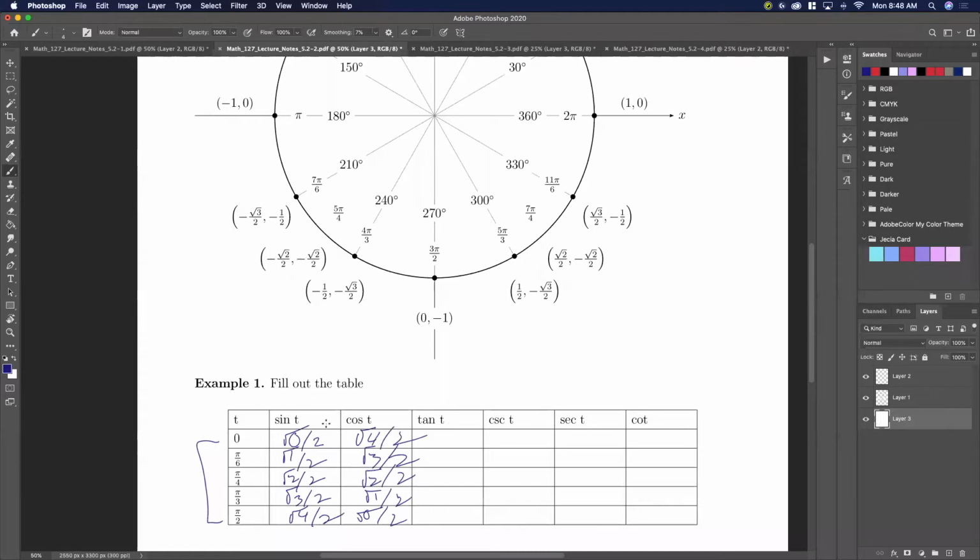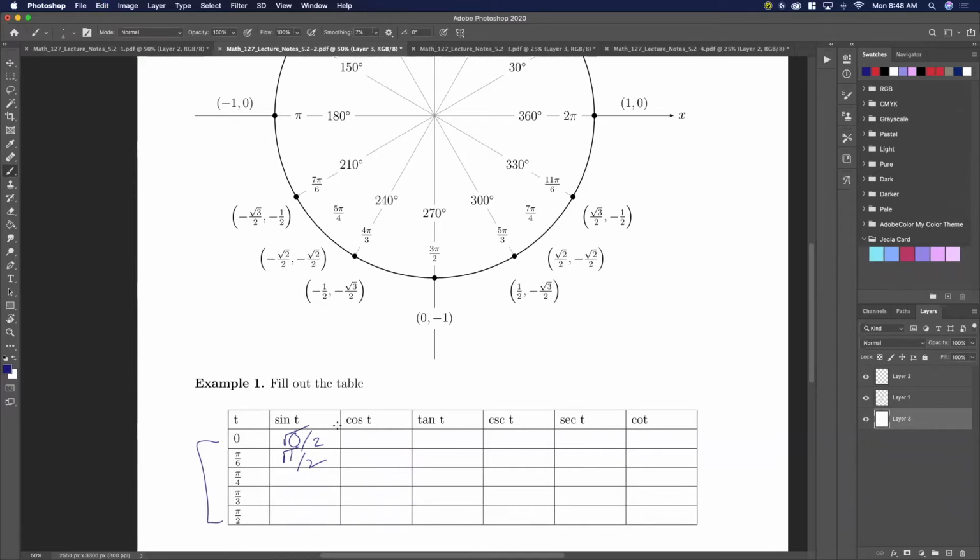And so you can just memorize this, and then the sine goes from square root of 0 over 2 and goes up by 1 for each of these, for pi over 6, pi over 4, pi over 3, and pi over 2. You can get this. Now, is that really what you're going to write? No, what you're really going to write is back up.